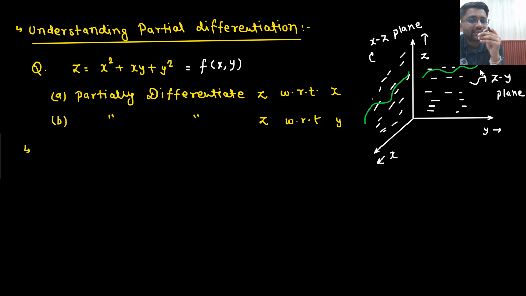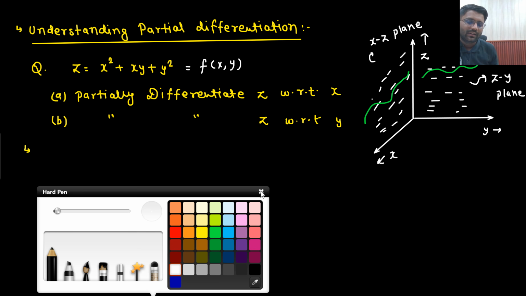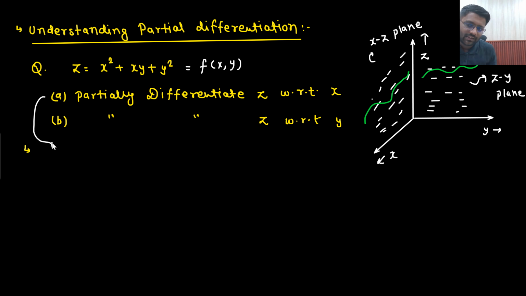So when I say partially differentiate z with respect to x, what does that mean? The meaning of partial differentiation is partially differentiate. This is the notation, del z by del x. It is not dz by dx. It is del z by del x. So what does that mean? You need to differentiate z with respect to x, keeping y as constant.